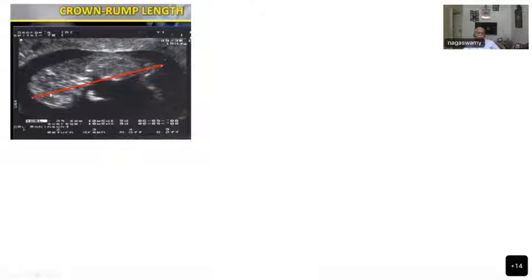So the ultrasound picture of crown to rump length is measured like this, starting from the head. This is the head portion. This is the gluteal region. This is the limb bud. So the measurement is taken from the top of the head to the gluteal tip. This is what is called the crown to rump length.